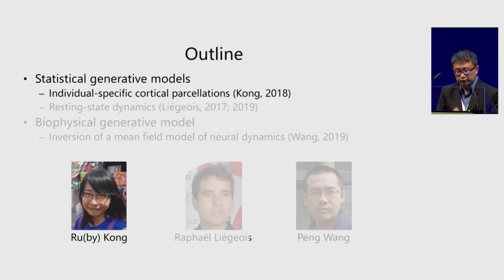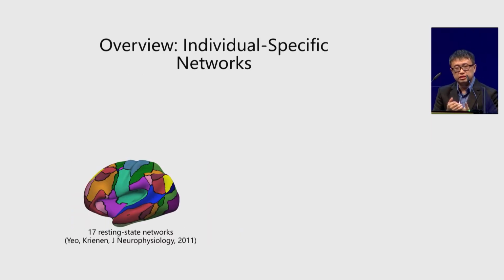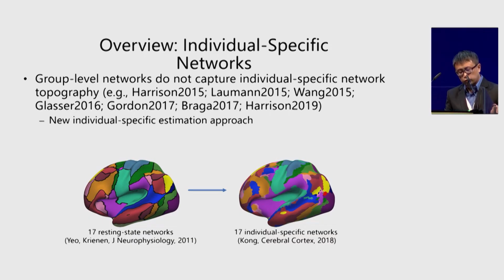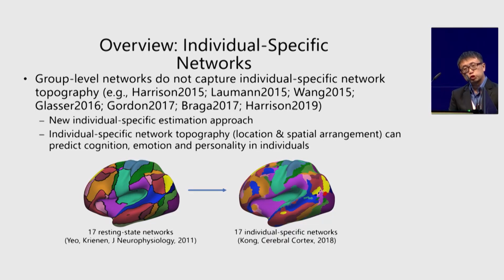The first part of the work is done by my student and now postdoc, Ruby. This is the 17 networks from my 2011 paper. These networks are estimated at a group level by averaging data across 1,000 subjects. The problem with group networks is that they do not capture individual-specific network topography. So there's a motivation to estimate individual-specific networks. Furthermore, we will show that this individual-specific network topography can be used to predict behavior.